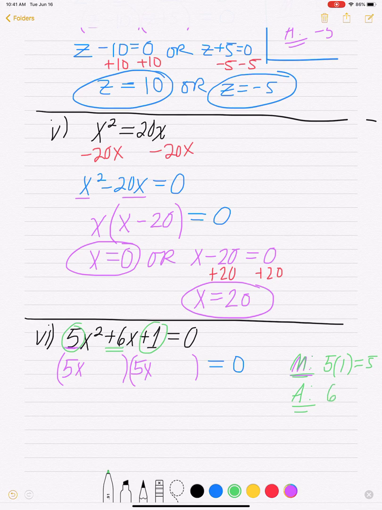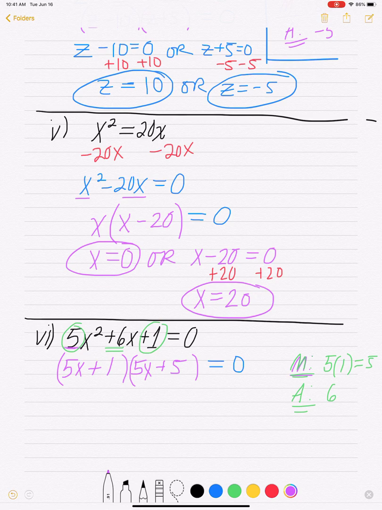So what 2 numbers multiply to give 5? 5 times 1 is 5, and they add to give 6. Well, 1 and 5. So I'll put a plus 1 here and a plus 5 here, right? 1 times 5 is 5. 1 plus 5 is 6.